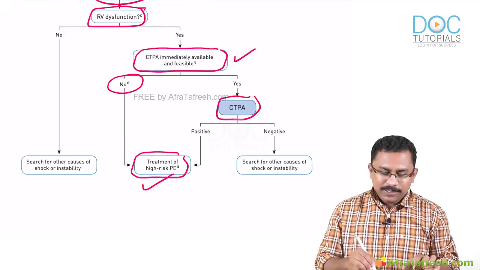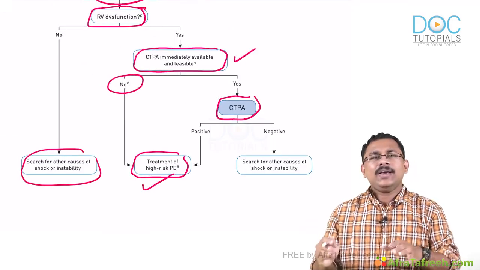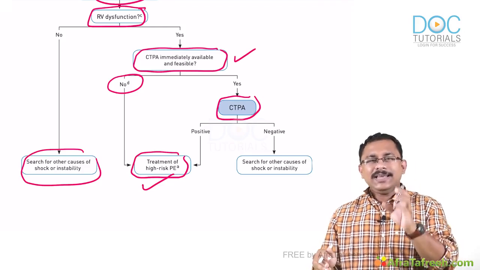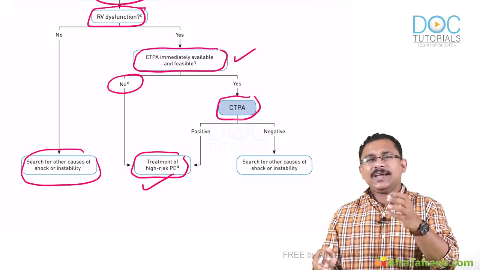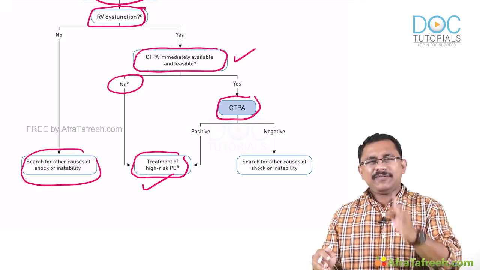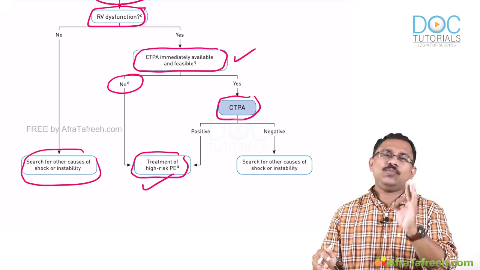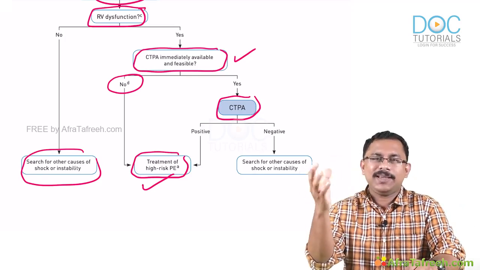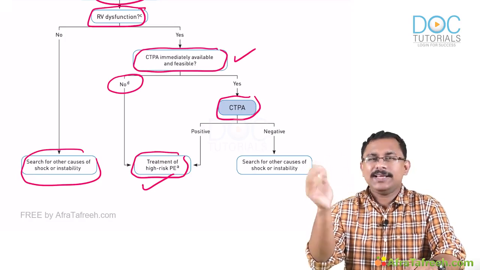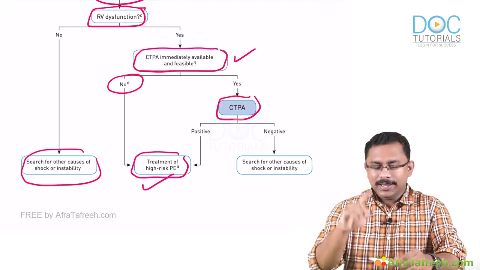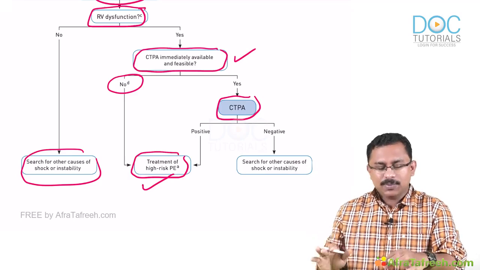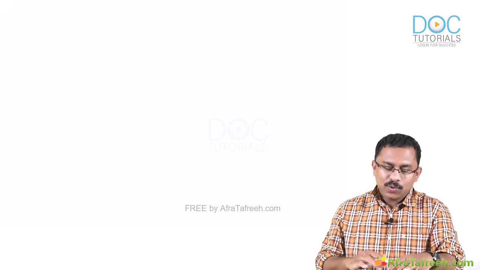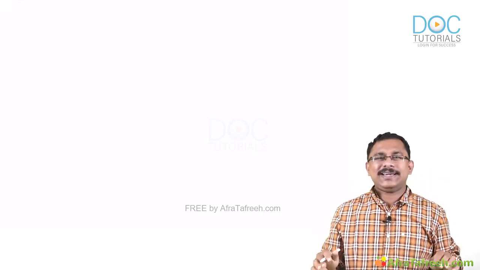Okay, but if the RV dysfunction is not there, you should always think of the other possibilities, because in case of pulmonary embolism with a hemodynamic compromise, definitely there should be an RV problem. You cannot have a massive pulmonary embolism with a perfectly functioning right ventricle. It's impossible. Okay, so this is how you would work up a patient with a hemodynamic instability. Now, how will you treat the patient? You have understood the basic algorithm.